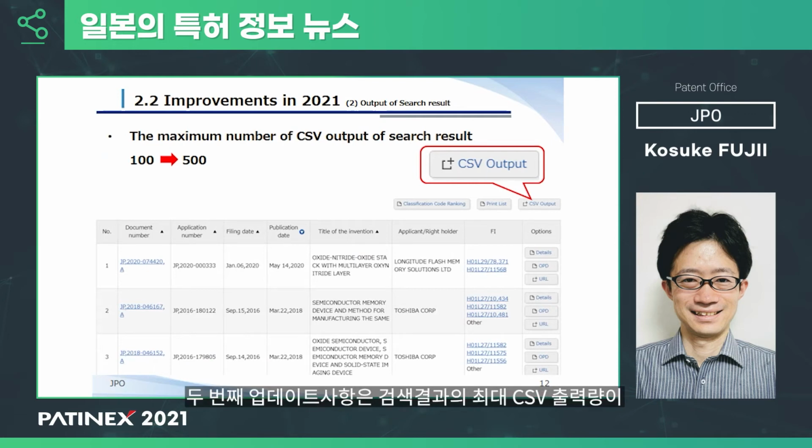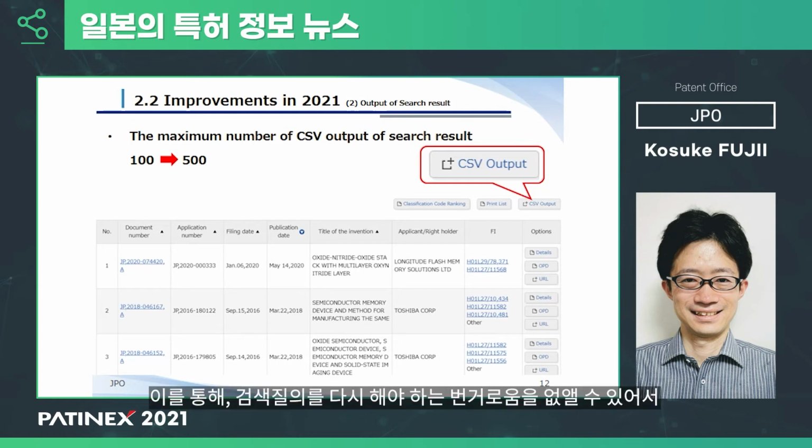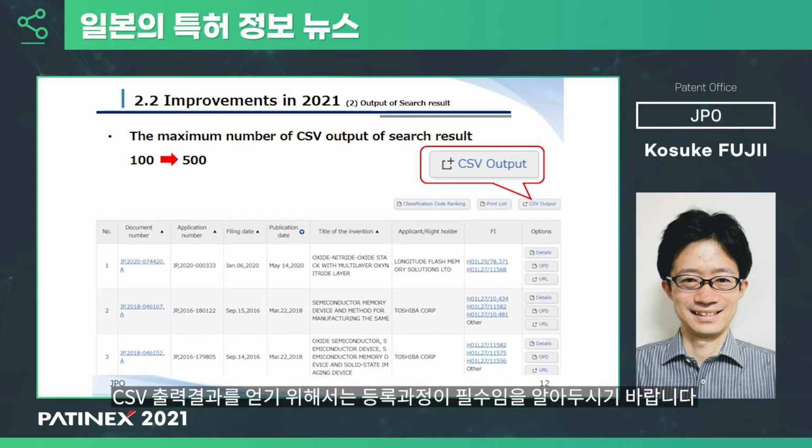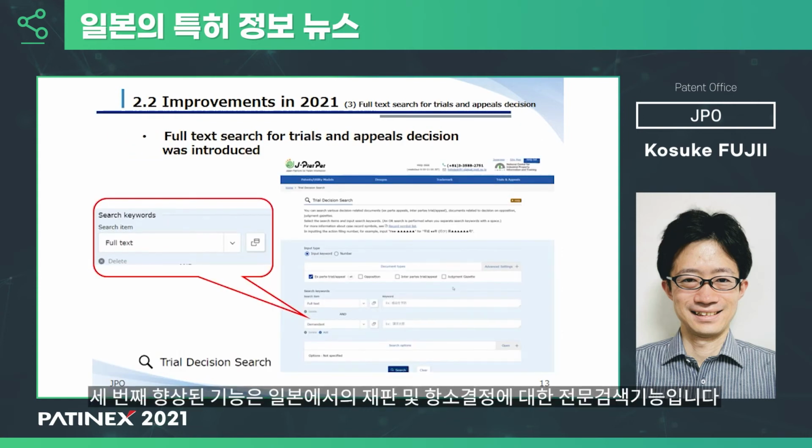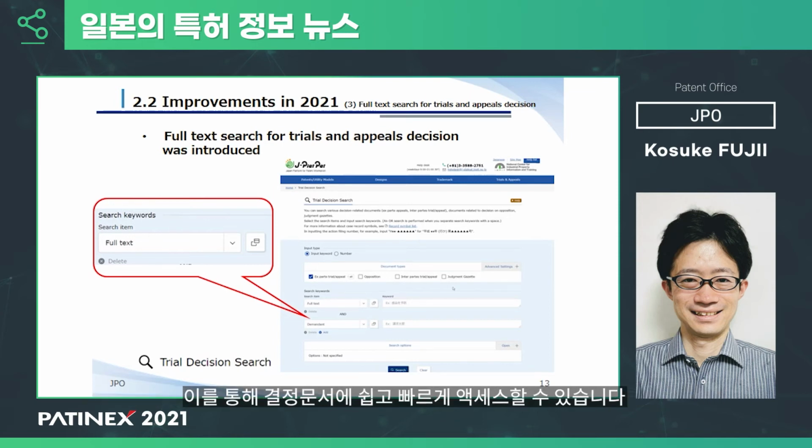The second update is that the maximum number of CSV output of a search result has increased from 100 to 500. This frees you from the hassle of reconsidering the search query to reduce the result below 100. Note that registration is required to obtain the CSV output. Third improvement is full text search for the decisions of trials and appeals in Japan. This gives you easy and quick access to the decision document.